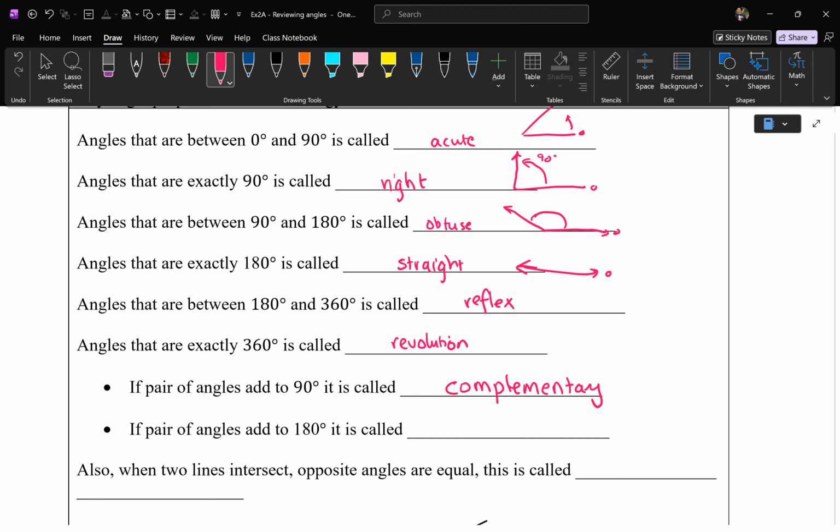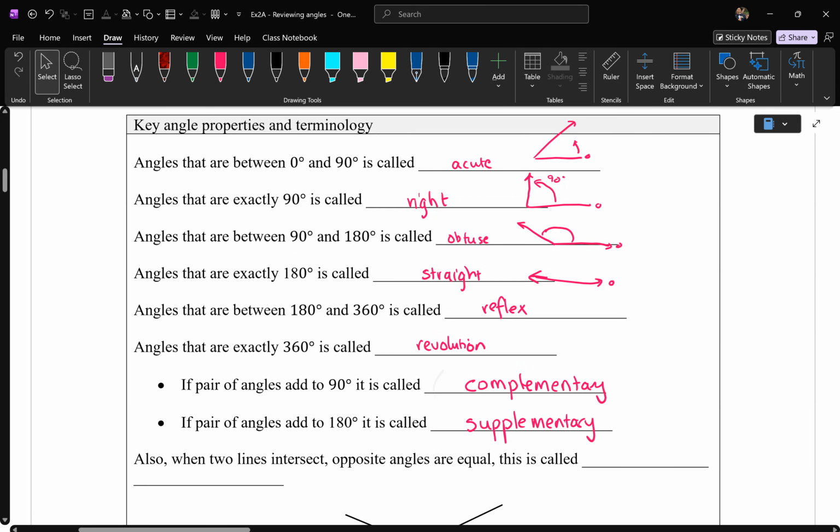The other one's complete. What about pairs of angles that add up to exactly 180 degrees, starting with S for this one? Hands up if you know. Oh, William again. Supplementary. Very good. This is called supplementary. So supplementary is 180. Complementary is 90.